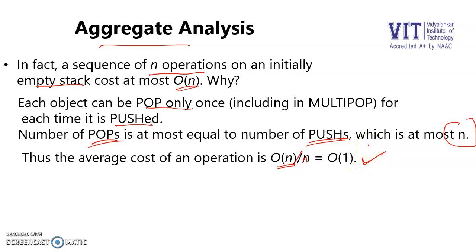So when I'm going for aggregate analysis, what I conclude is that even though there will be n multi-pops, we can pop only as many elements as we have pushed, which is n. So we can actually push or pop n elements only, and each push or pop is big O of 1. So if there can be n push, n pop, it is still big O of n. Let us divide it by n. So what we get is big O of 1. So what we did is we averaged out the cost of every push and pop for n number of elements, and what we get is big O of 1. So that's one example of aggregate analysis.